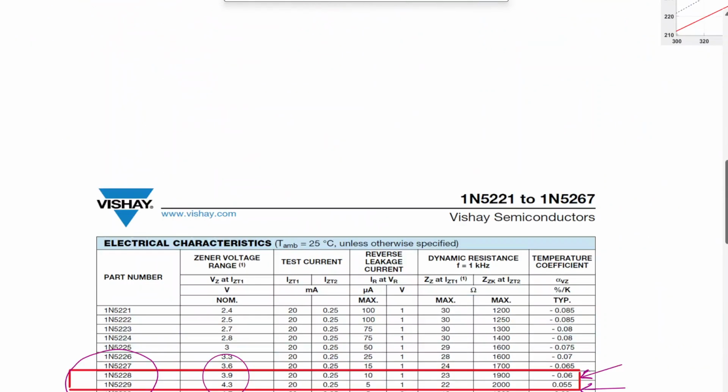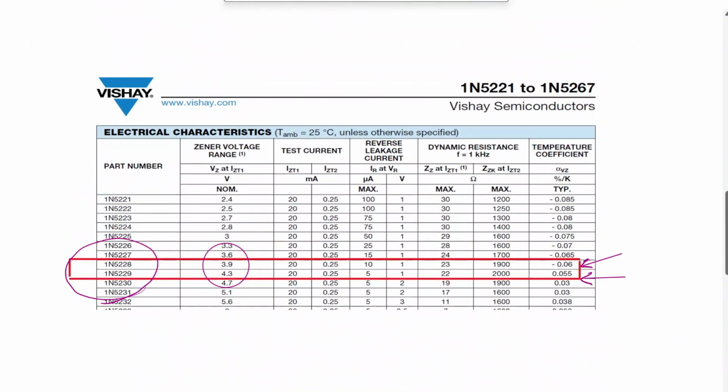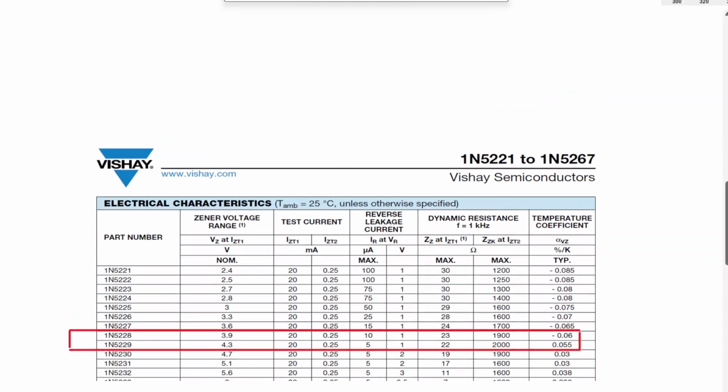The reason for that is this view. Look at these two Zener diodes from Vishay, one is 5228 and one is 5229, 3.9 volt and 4.3 volt. Look at their temperature coefficient, which is the percentage change in voltage as a function of the change in temperature. One of them is negative 0.06% change per degree of junction temperature, and the other is 0.055% change in voltage as a function of junction temperature change. So they are counteracting each other.